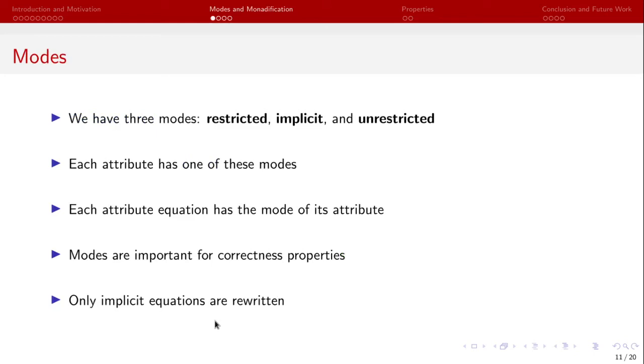So let's move on to some details of how our scheme works. We have three modes: restricted, implicit, and unrestricted, and each attribute is declared to be in one of these modes, with each equation having the mode of the attribute it defines. These modes are important for one of our correctness properties that we'll discuss later. And of the three, only implicit equations are rewritten and are therefore our focus here.